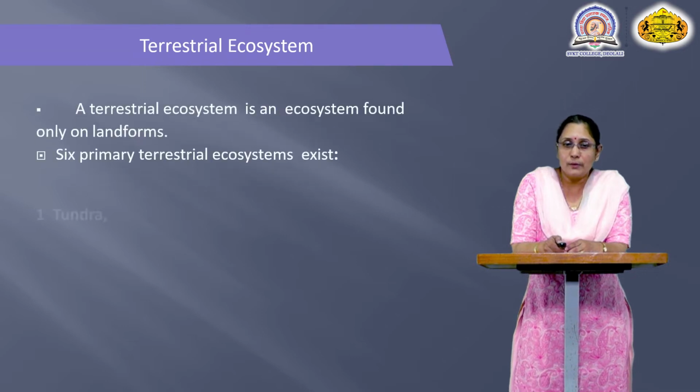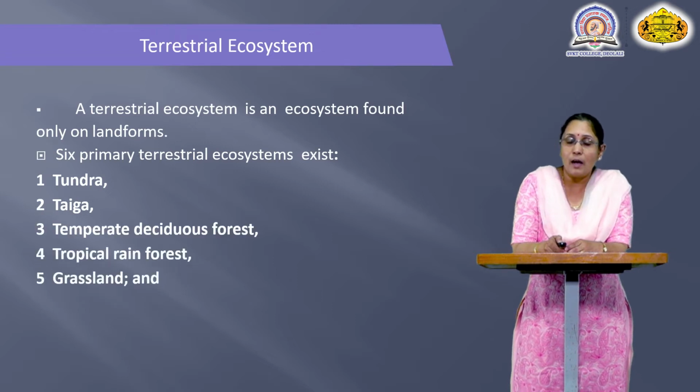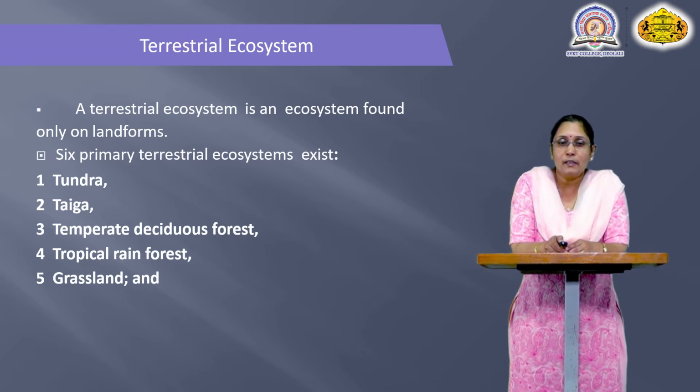So here you can see the definition. What is the actual meaning of terrestrial ecosystem and how it is made? It is basically the landform. So terrestrial ecosystem is an ecosystem found only on landform. So here as such you cannot observe any type of lotic, lentic or aquatic or marine type of ecosystem. So completely landforms are there by which the terrestrial ecosystem is made.